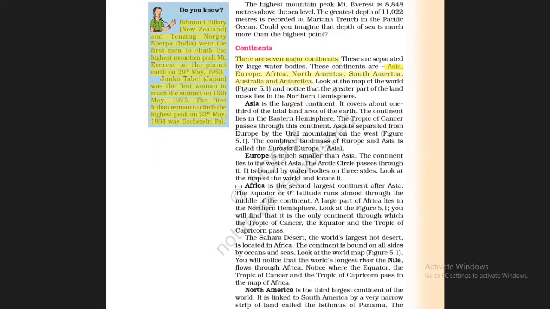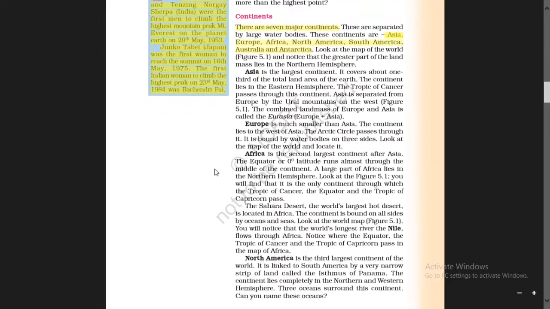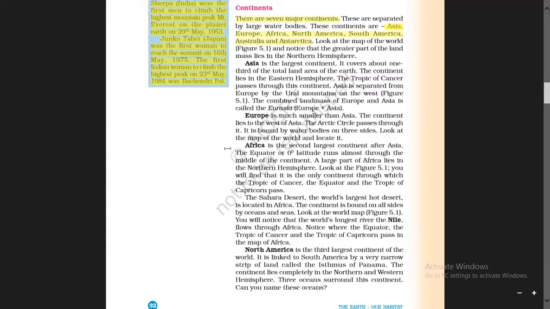The Arctic Circle passes through it. It is bound by water bodies on three sides. You must remember which continent is bound by water on its three sides. You have to say Europe. So underline this: it is bound by water bodies on three sides. Which continent does it mean here? In answer, you have to say Europe. Look at the map of the world and locate it.